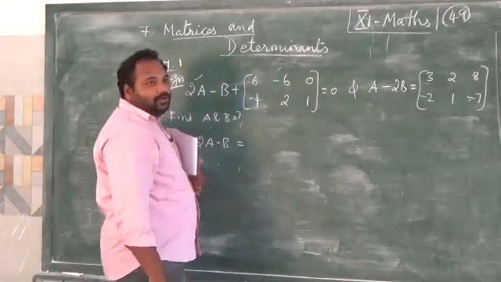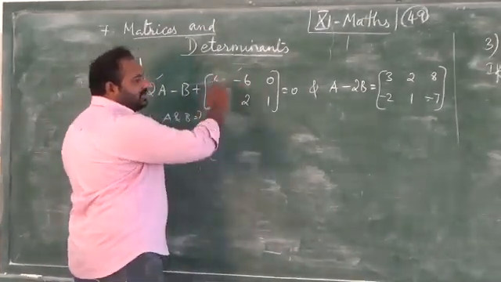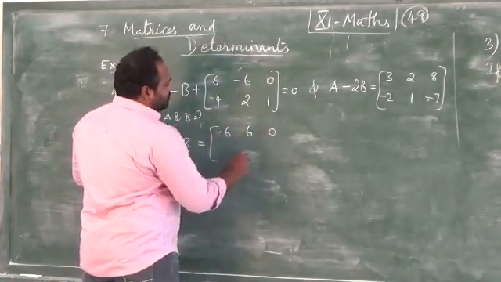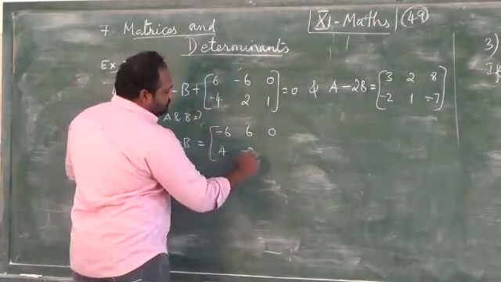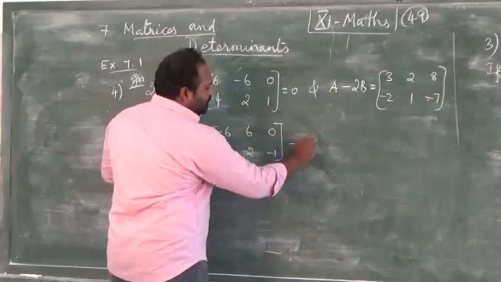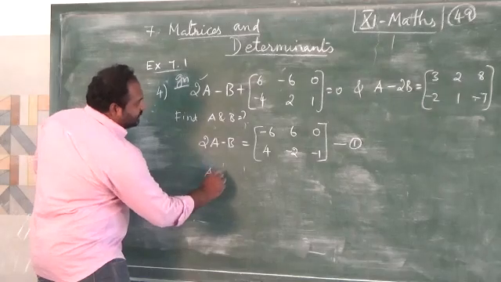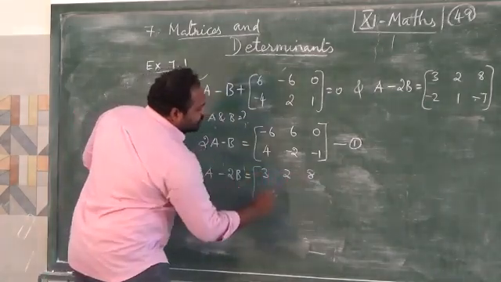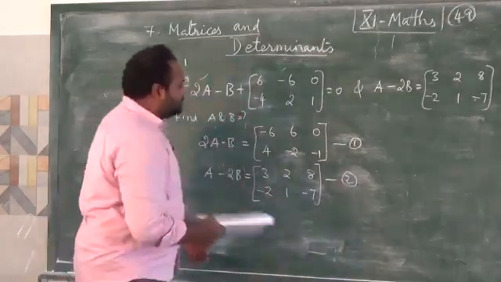So I am going to make it negative. Automatically the minus will multiply throughout the square bracket. So minus 6 will become plus 6, 0 is not affected, minus 4 will become plus 4, minus 2, minus 1. This is called equation 1. What is the second equation? There are no changes; you just write it as it is: A minus 2B equals the matrix 3, 2, 8, minus 2, 1, minus 7. This is equation 2.